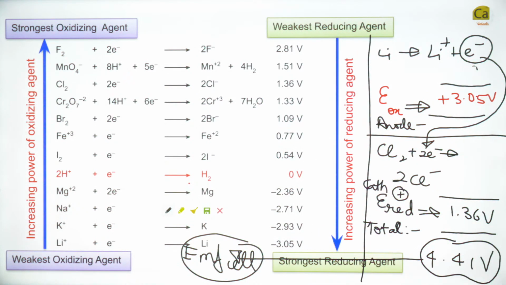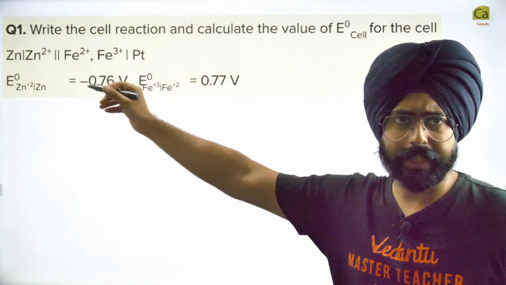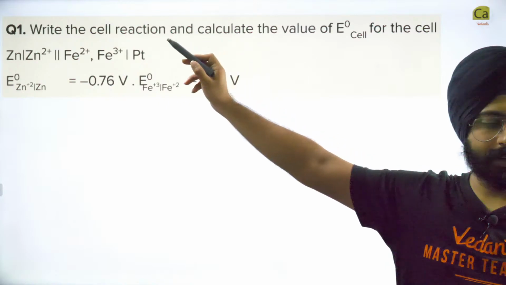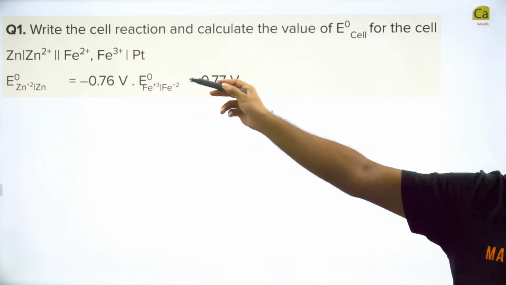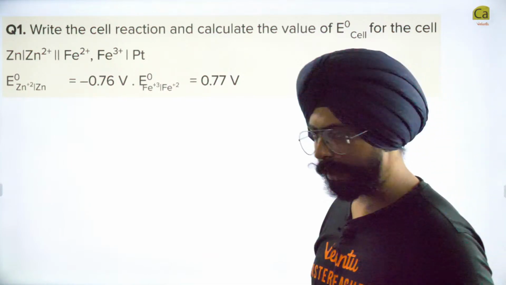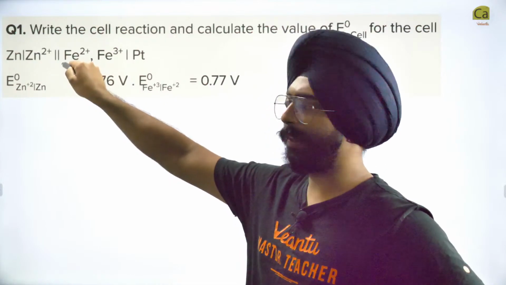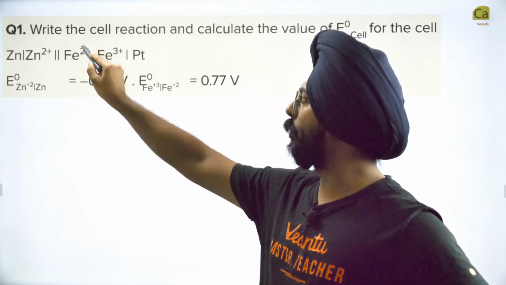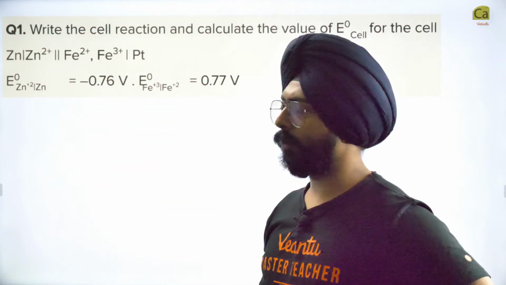Now let me go to the next page. ये करके देखते हैं. Write the cell reaction and calculate the value of E0 cell for this particular cell that is given. What's the cell that is given? Zinc going to zinc 2 positive. There's a salt bridge in the middle. Fe2 positive going to Fe3 positive. There's a platinum electrode. What does this mean?